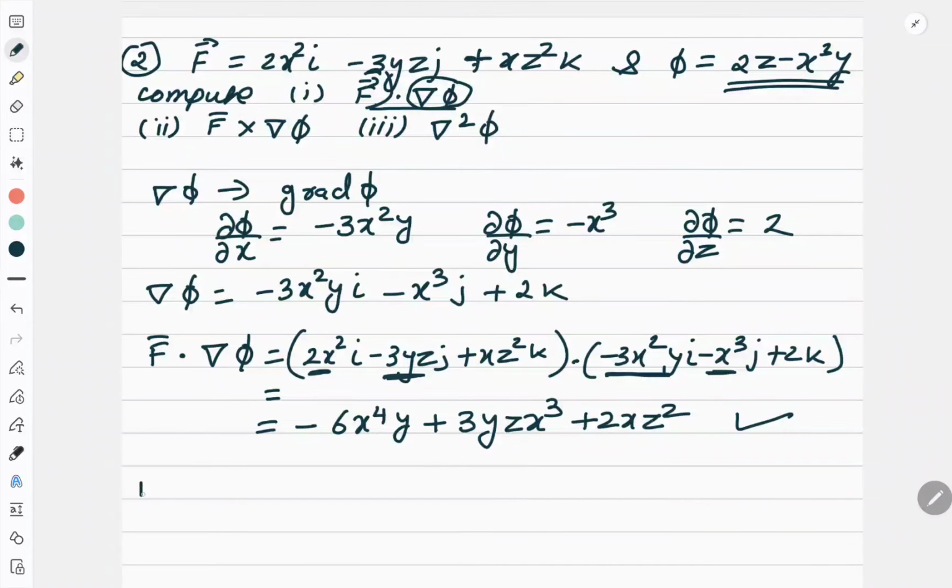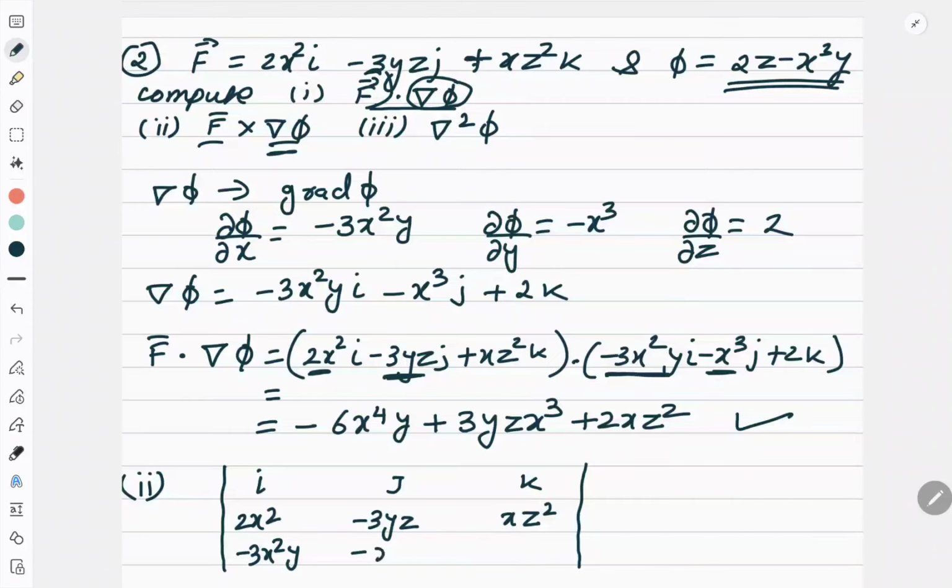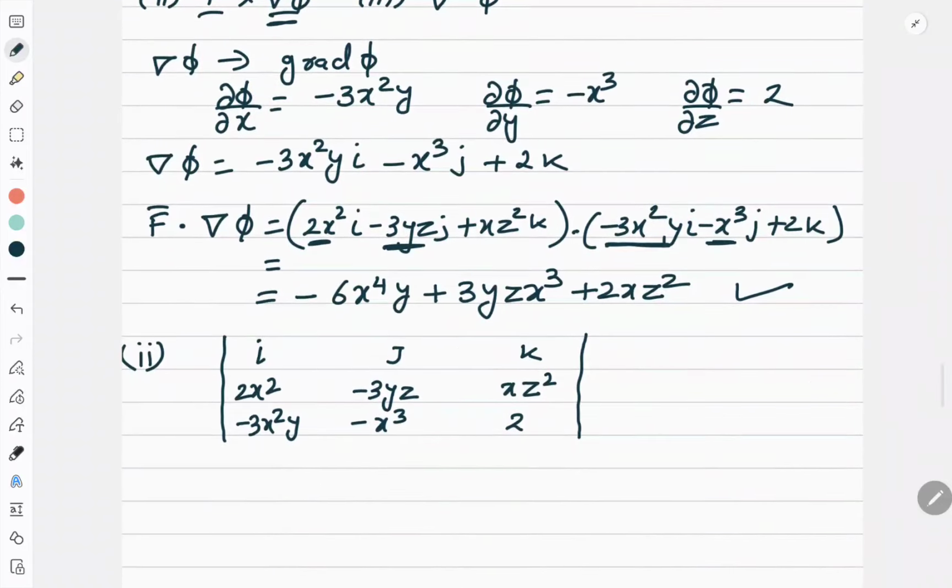Okay. Now let us do the second one. The second one says find the cross product. So for cross product, I need to make this i, j, k. Now cross product of f and this. What are the coefficients of i, j, k in f? It is 2x square, minus 3yz, xz square. Okay. Now what are the coefficients of i, j, k in this grad phi? Minus 3x square y, minus x cube, and 2. So now let us solve this.